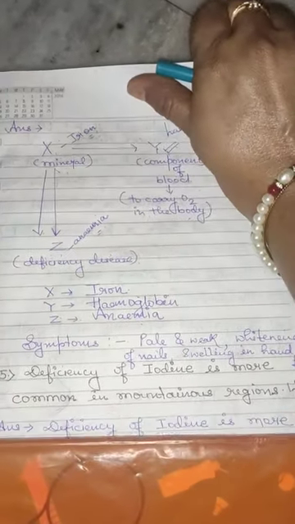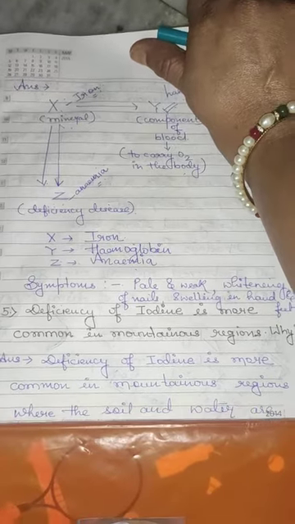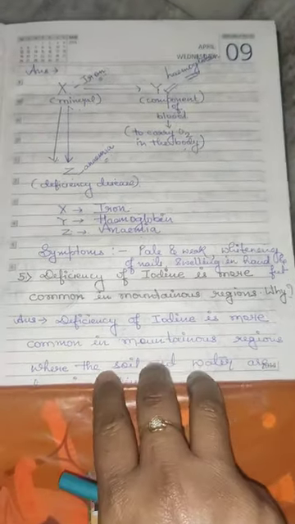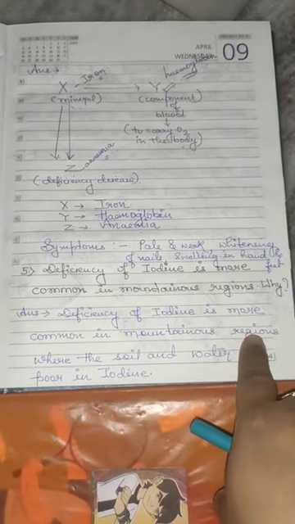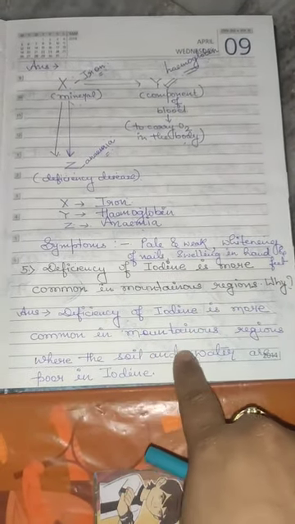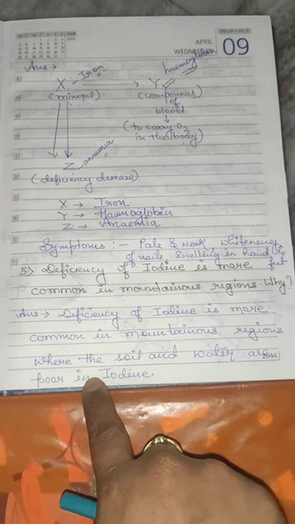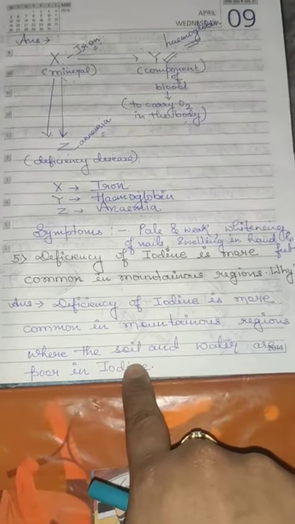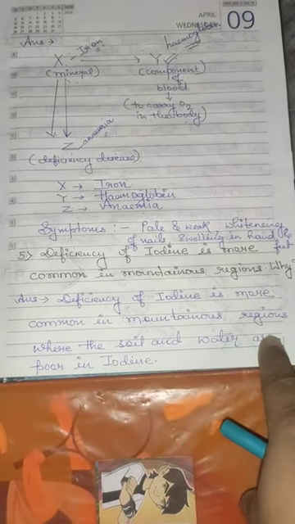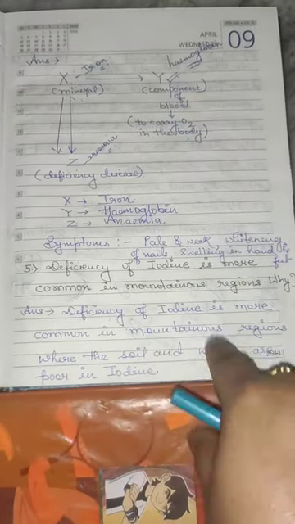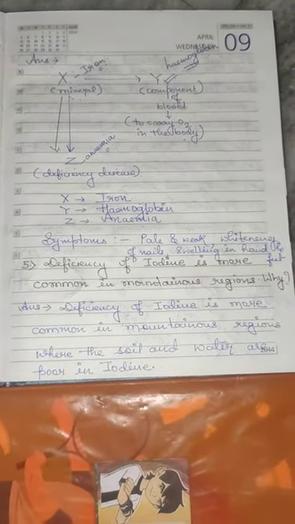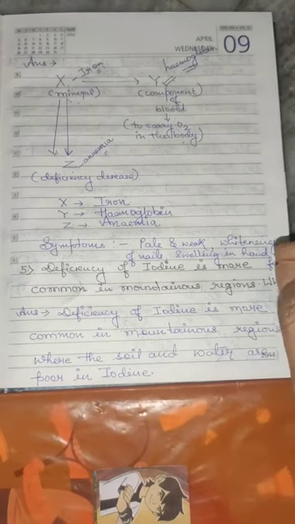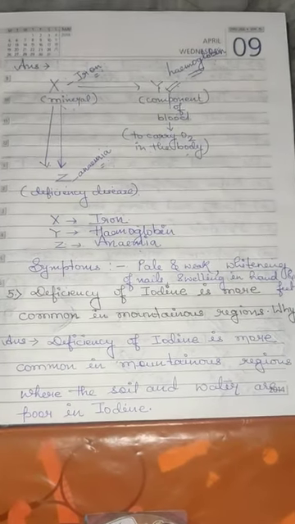Now see what I have written here. The same answer: the deficiency of iodine is more common in mountainous regions where the soil and water are poor in iodine. That's why it is seen mostly that people in mountainous regions are very prone to the goiter disease.